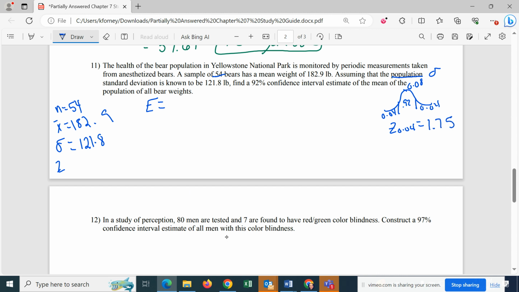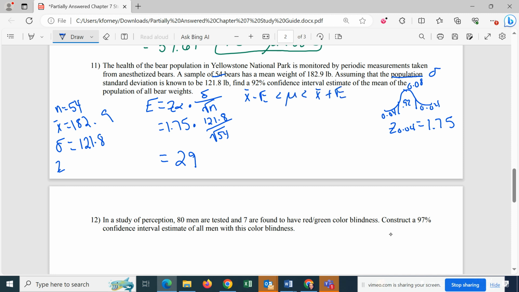So for my margin of error, we're using the formula the Z-score times the standard deviation over the square root of n. We found that our Z-score is 1.75, our population standard deviation over the square root of 54. When you calculate that, you can put it in a calculator. We get 29. So what that means is to find our confidence interval, we have to say the mean minus the margin of error and the mean plus the margin of error.